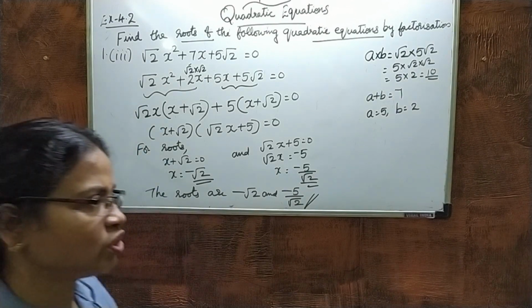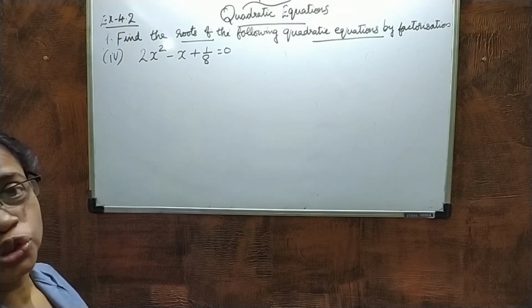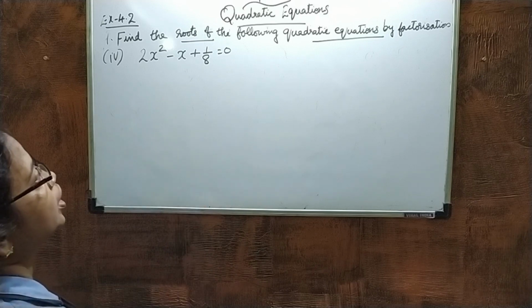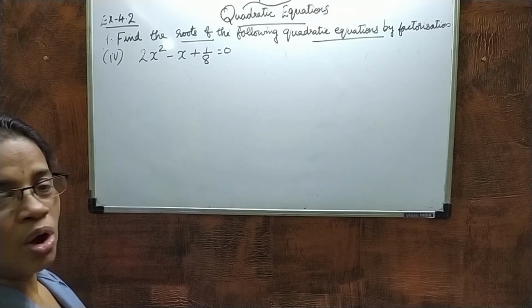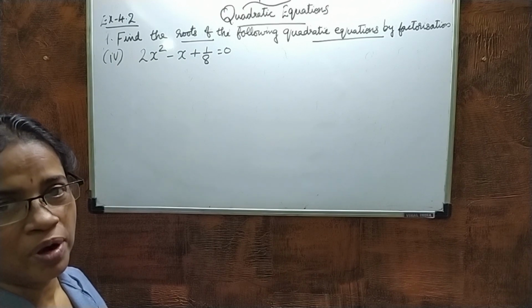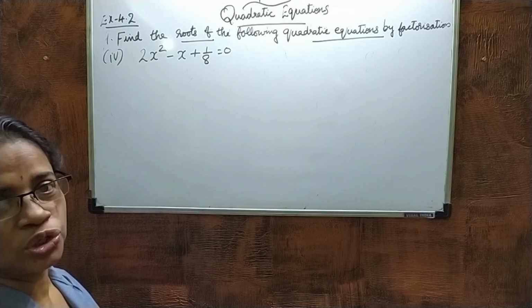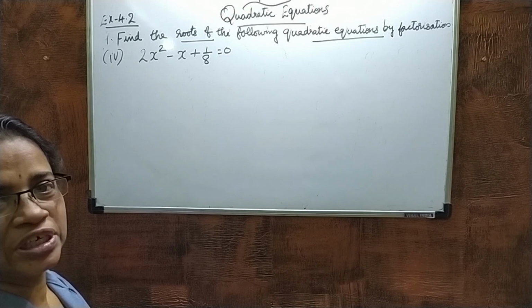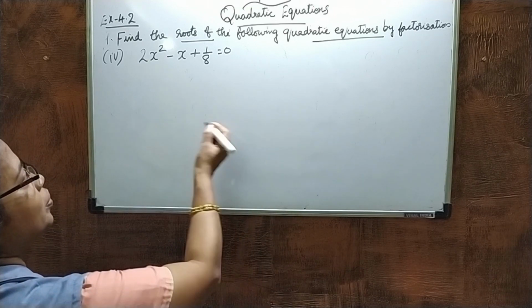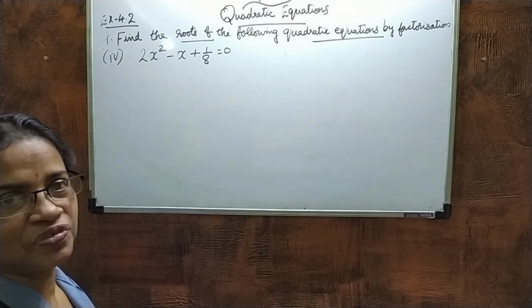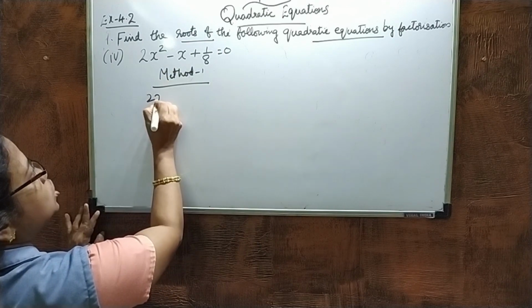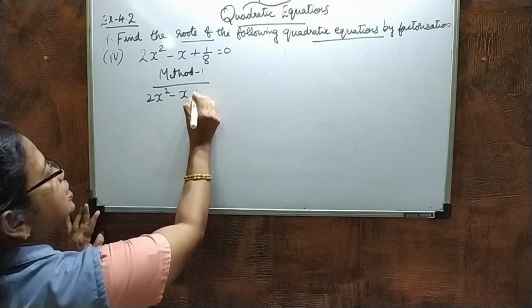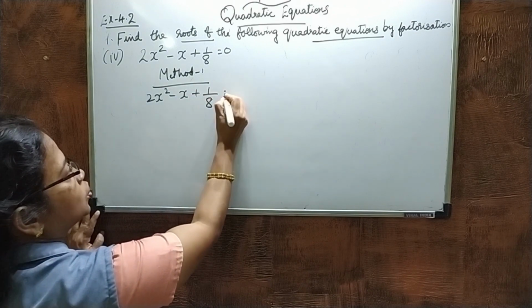Clear? So this is the answer. Now the fourth question: 2x square minus x plus 1 by 8 equal to 0. Already I had shown one such problem earlier, but anyway, I am just going to show it once again. There are two methods, right? So method 1 and method 2 I will write. Whichever one you prefer, you can write. So method 1: here it is 2x square minus x plus 1 by 8 equal to 0.